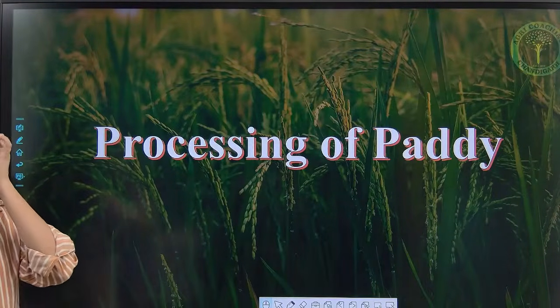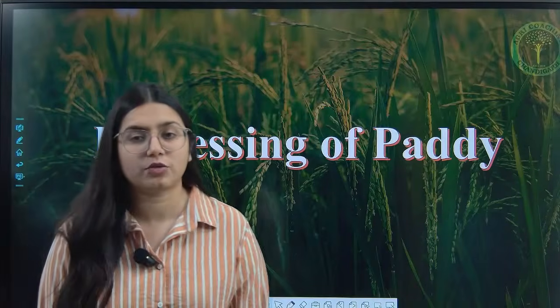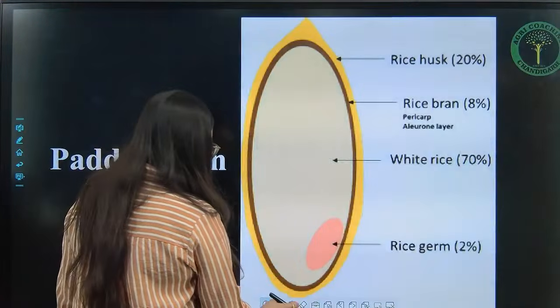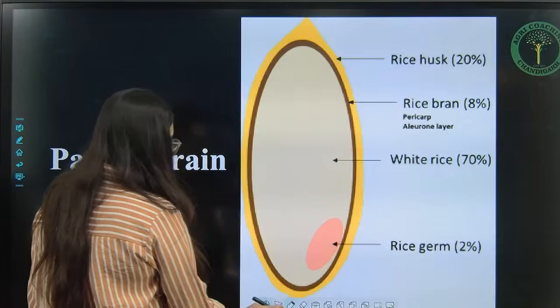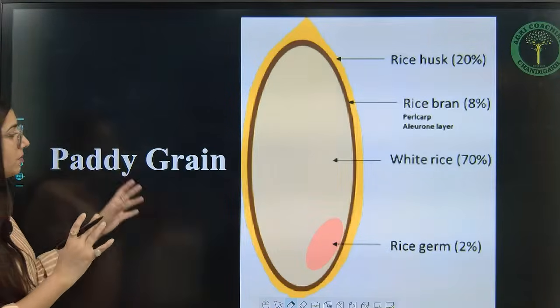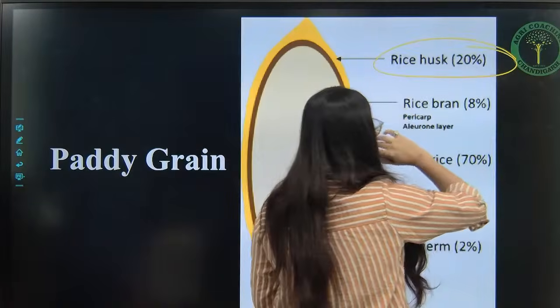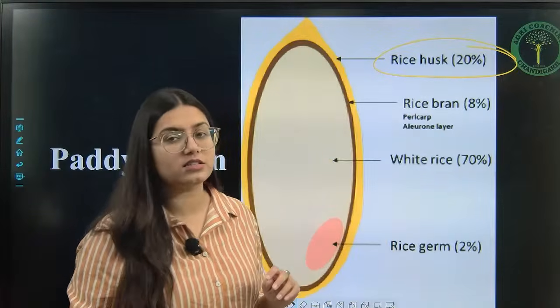Processing of paddy. See, very important topic. Whenever we talk about paddy, the processing part is very crucial. Now, it's very necessary to first of all learn these key points about the paddy grain. The outermost layer of the paddy grain is the rice husk.